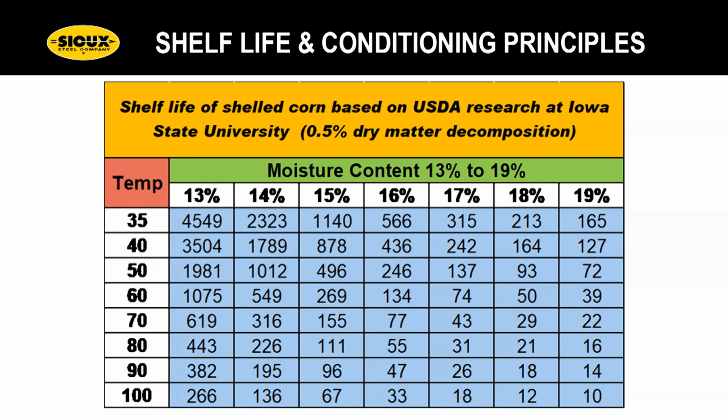As you decrease in temperature, you gain shelf life. If you drop the moisture, you increase the shelf life. A 1% change in moisture roughly doubles the amount of time you can store the grain. And the same thing goes with temperature, only it's not quite as much. It's a factor of about 1.8.